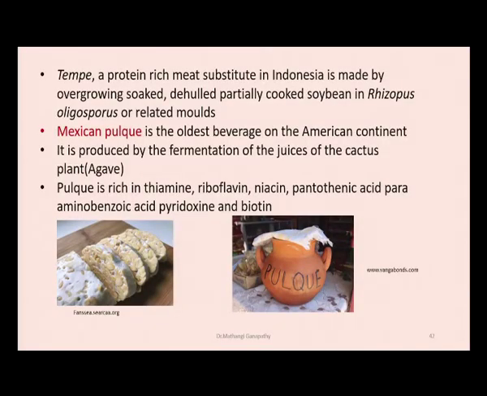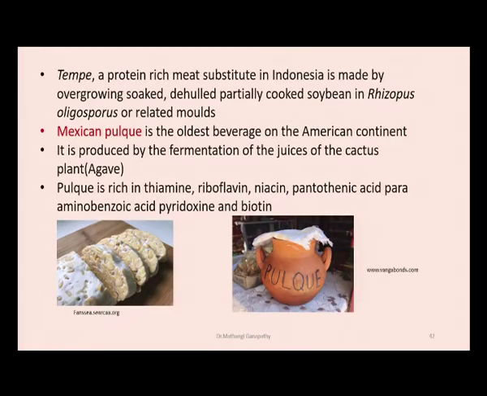Tempeh. This is a protein-rich meat substitute in Indonesia, which is made by overgrowing soaked, dehulled, partially cooked soybean. The fungus which is involved is Rhizopus oligosporus or other related molds. Another example is the Mexican pulque. This is the oldest beverage in the American continent. This is actually produced by a fermentation of the juices of the cactus agave. This pulque is rich in thiamine, riboflavin, niacin, pantothenic acid, para-aminobenzoic acid, pyridoxine and biotin.